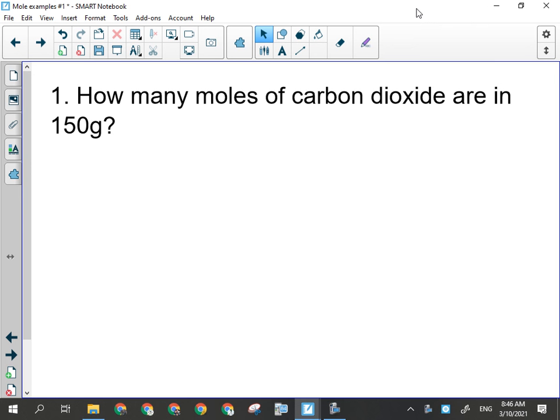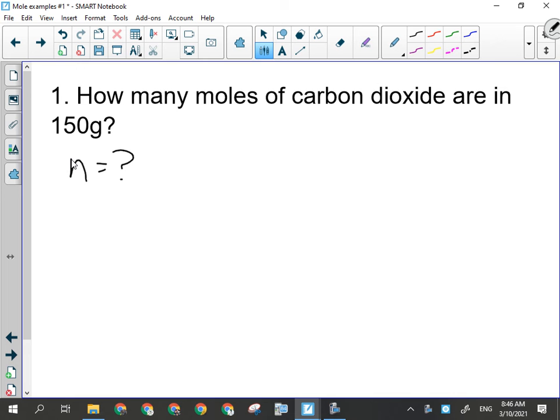Okay, so for this first one, like we said, anytime we do a mole equation question, the first thing we want to do is write down what the question gives us. The first thing the question gives us is it asks us how many moles. So one of our givens is what we're looking for: the number of moles, so we're looking for N.